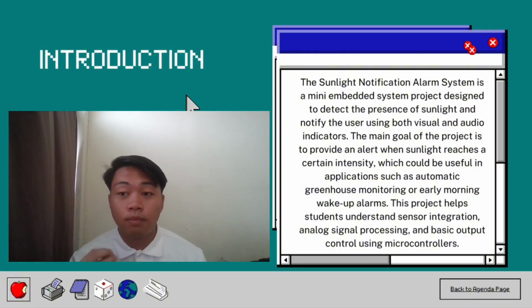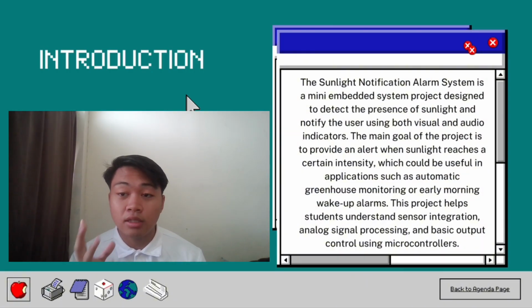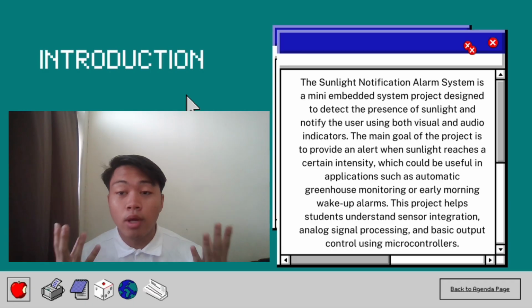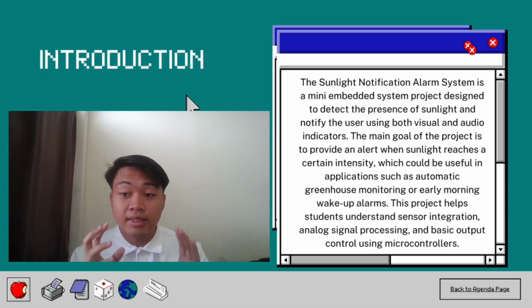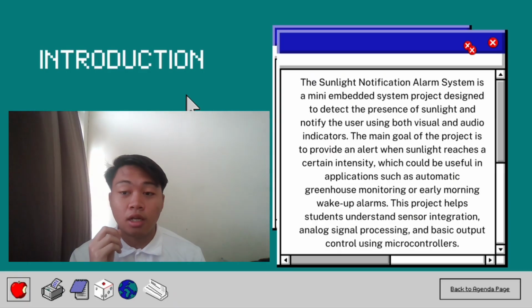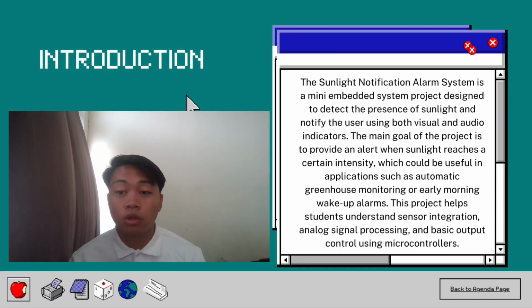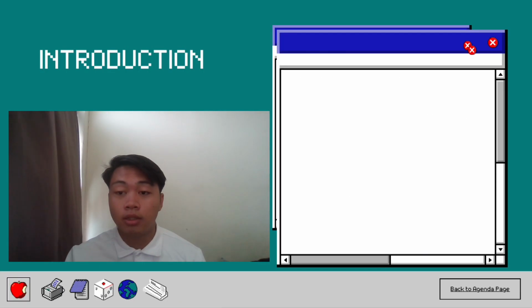The main goal of the project is to provide an alert when sunlight reaches a certain intensity, which could be useful in applications such as greenhouse monitoring or early morning wake-up alarms. This project helps students to understand sensor integration, analog signal processing, and basic output control using a microcontroller.